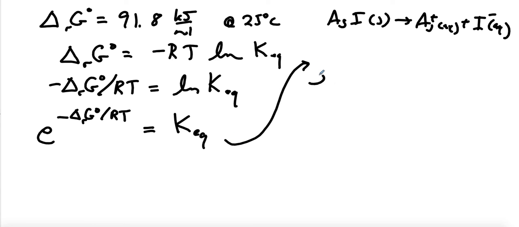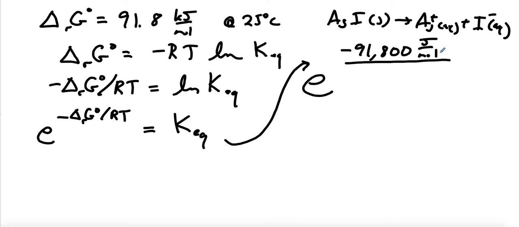So we've got e to the, want to be careful, put this in joules. Because we want to cancel the joules on the bottom, we also want to watch that negative sign there. So we've got a negative 91,800 joules per mole on the top. It's pretty easy to make a sign error there, so just watch yourself.